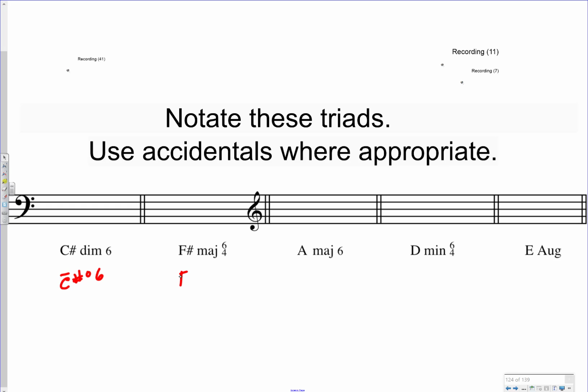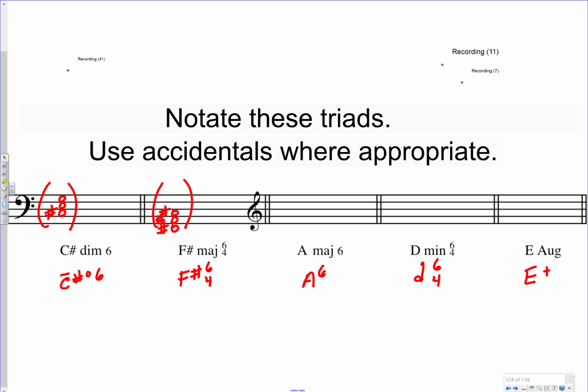The next one will have to be an F-sharp major triad in second inversion. The third one will be an A major triad in first inversion. The fourth one will be a D minor triad in second inversion. And the fifth one will be an E augmented triad in root position. What I would do next is go back and write root position triads in parentheses, and so on and so forth. Do that for the ones that are required for an answer that's in inversion.